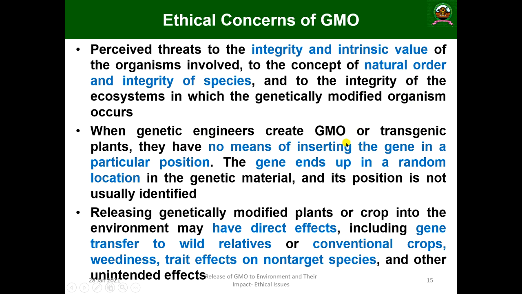So when genetic engineers create GMOs or transgenic plants, genetically modified plants are known as transgenic plants. They have no means of inserting the gene in a particular position. The genes end up in a random location. Even if you introduce a gene, we don't know where the gene is going to bind. It will end up in a random location in the genetic material. And the release of genetically modified crops has a lot of direct side effects: the gene transfers to wild organism varieties and conventional crops, which enhances weeds, and there are effects on non-target species and so many unwanted things that we never expected. So that is another ethical concern.